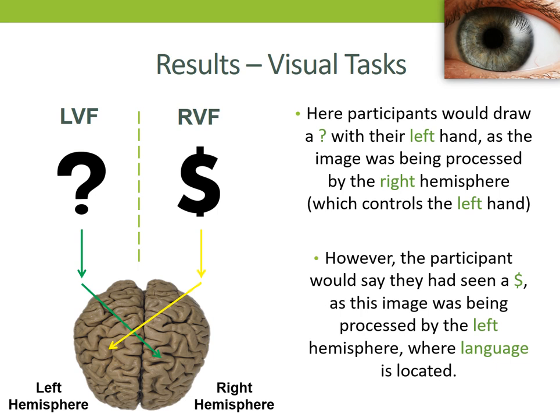Okay, so here a participant would be able to draw a question mark with their left hand as the image is processed by the right hemisphere, which controls your left hand. However, they would be able to say that they'd seen a dollar sign as this was being processed by the left hemisphere where you've got your language located. Okay, so that's your visual tasks.